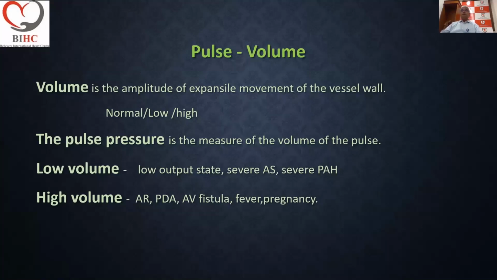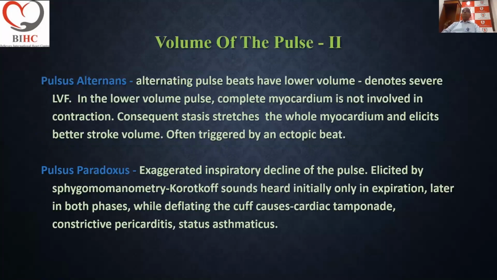A high volume pulse denotes in a child conditions like a patent ductus arteriosus, truncus arteriosus, aortic regurgitation. In an older child or adult, it may denote some of the simpler things also. In an adult woman, this may happen in pregnancy. In any child in fever, the pulse is of higher volume. And some major abnormalities of the volume of the pulse would include the pulsus alternans and the pulsus paradoxus.